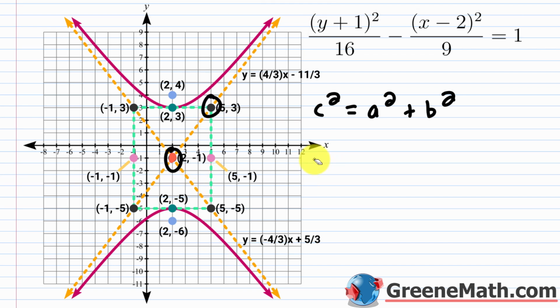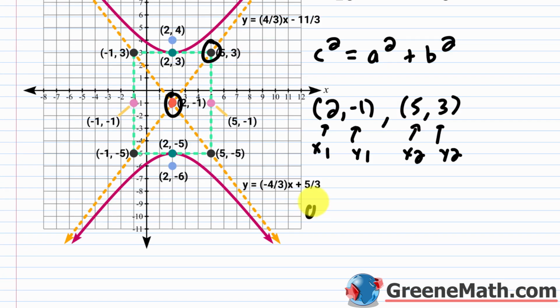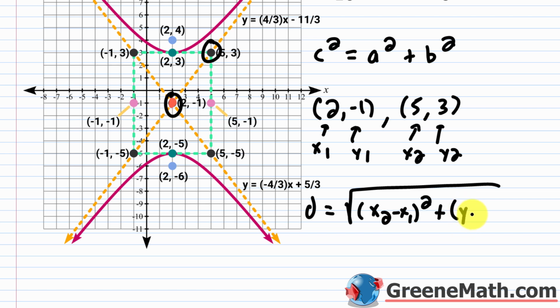Let me actually erase d real quick. And I'm going to write (2, -1), and I'm going to write (5, 3). And I'm just going to label this so this is clear. So this is x sub 1, y sub 1. This is x sub 2 and y sub 2. And if you plug into the distance formula, let me come down here so I have some room. You have the distance between these 2 points is the square root of the quantity x sub 2 minus x sub 1 squared, and then plus the quantity y sub 2 minus y sub 1 squared.